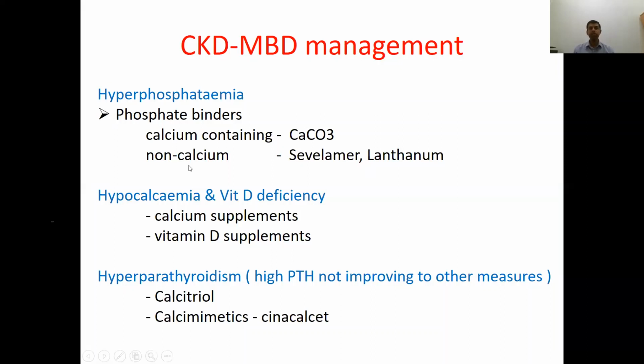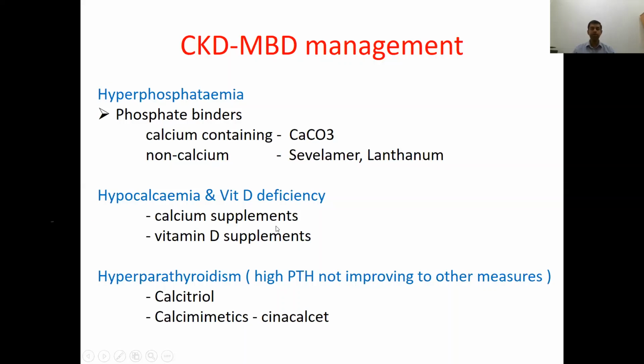But if a patient is already having normal or high calcium, then you should not be giving calcium-containing phosphate binders, because that's going to worsen your calcium. There you give phosphate binders which do not have calcium, which are your sevelamer and lanthanum.